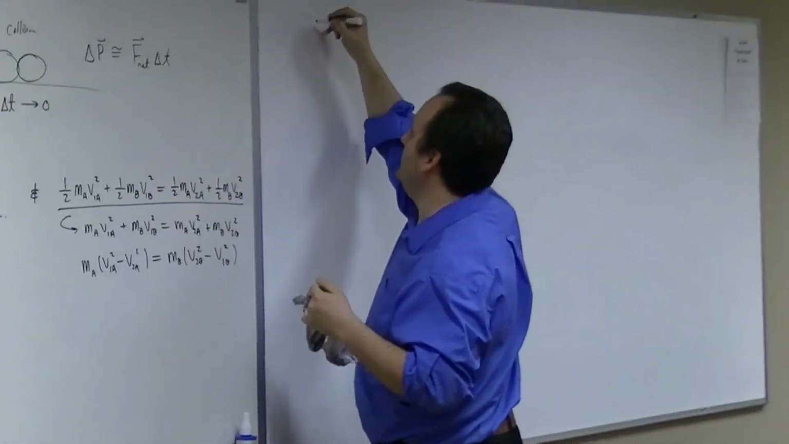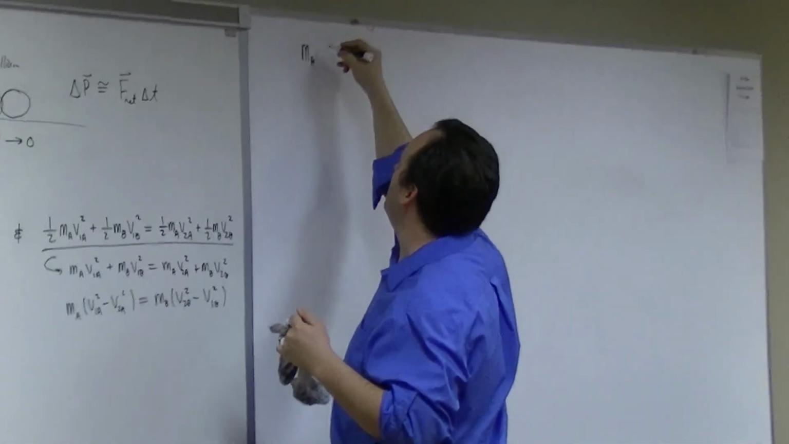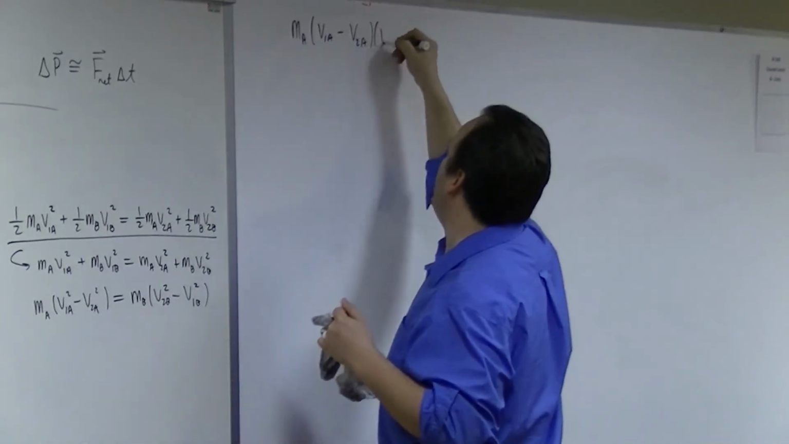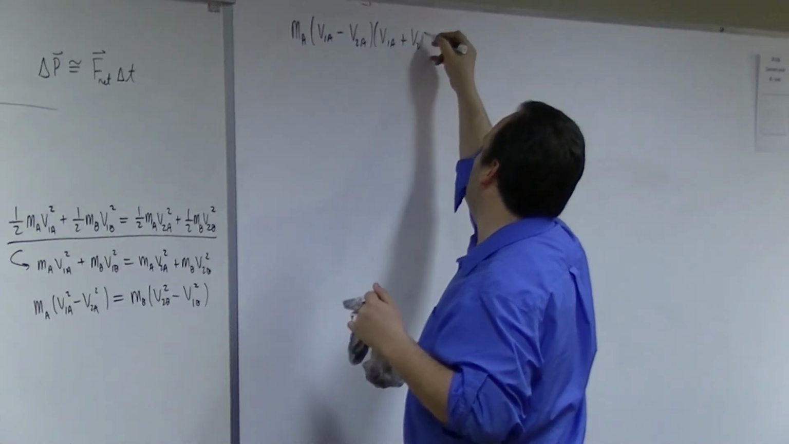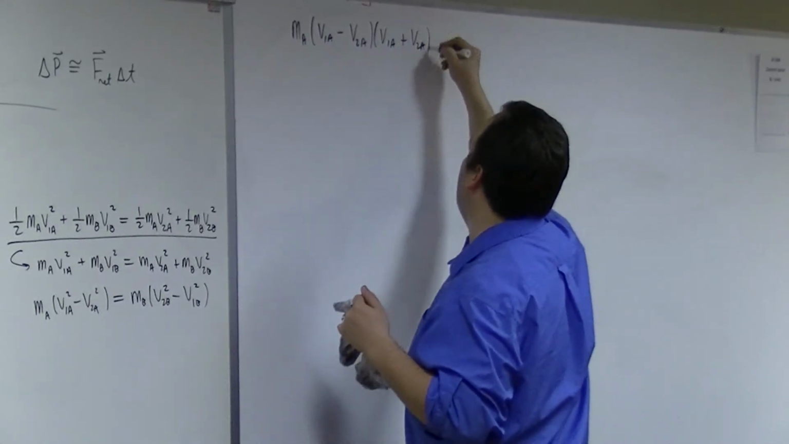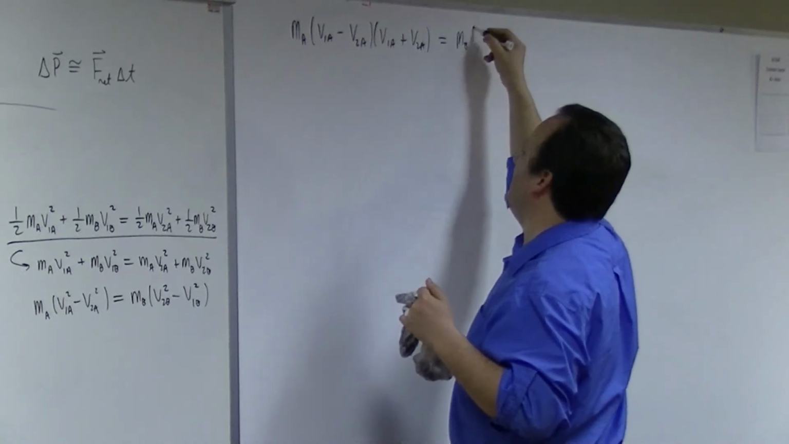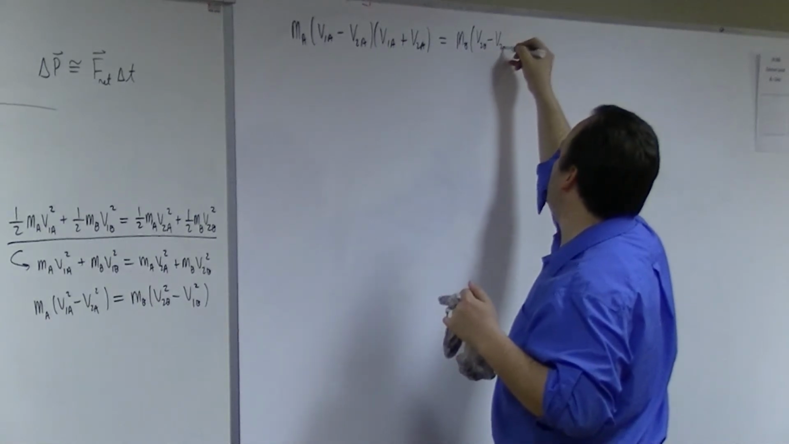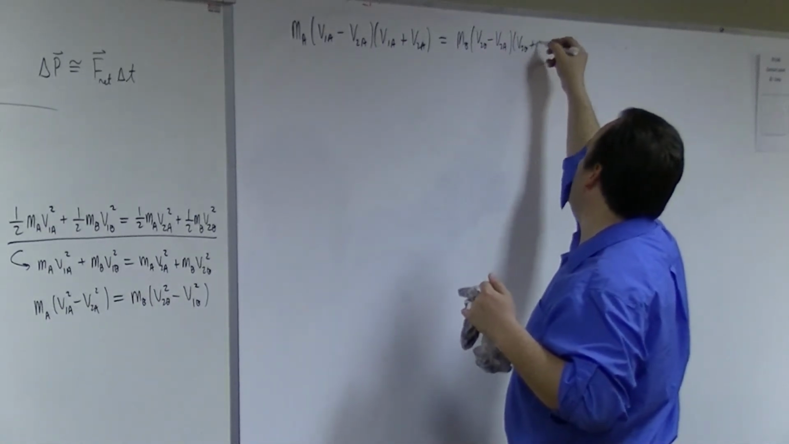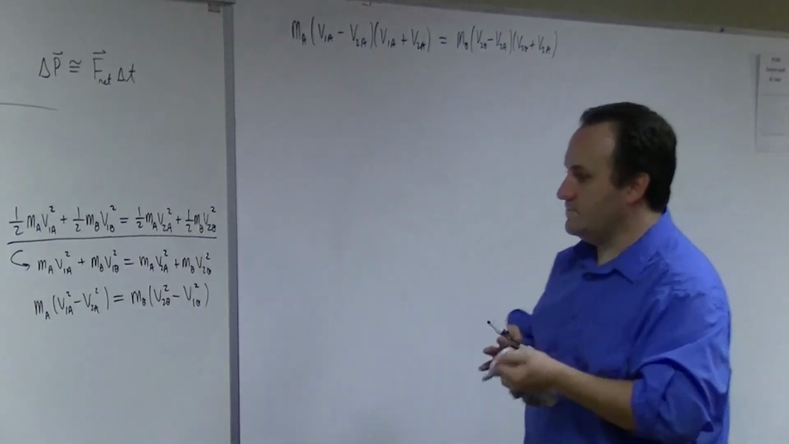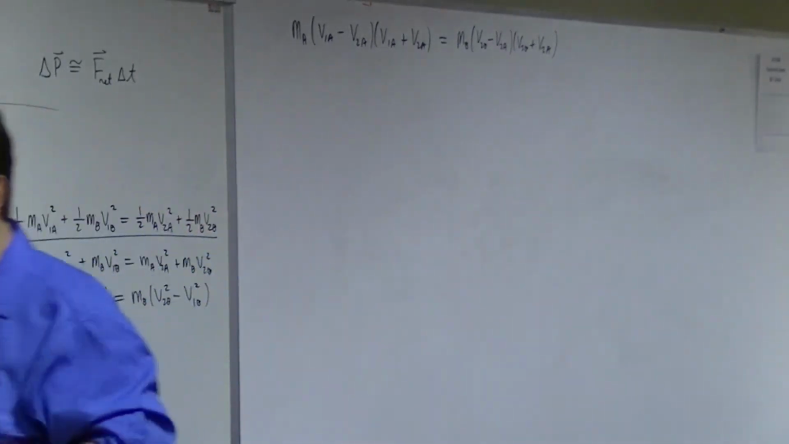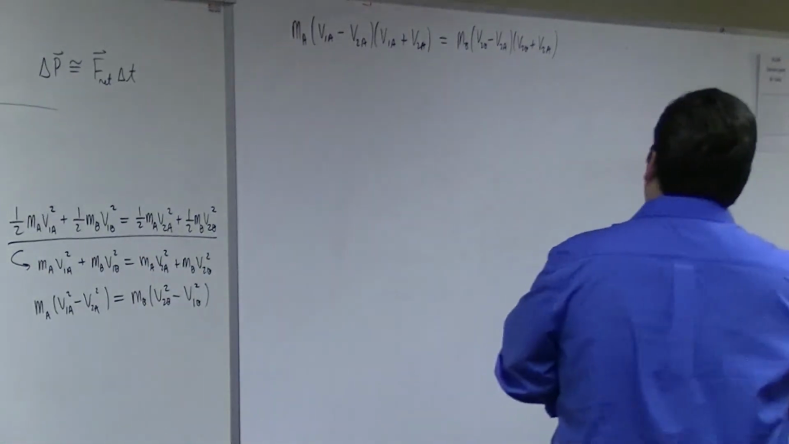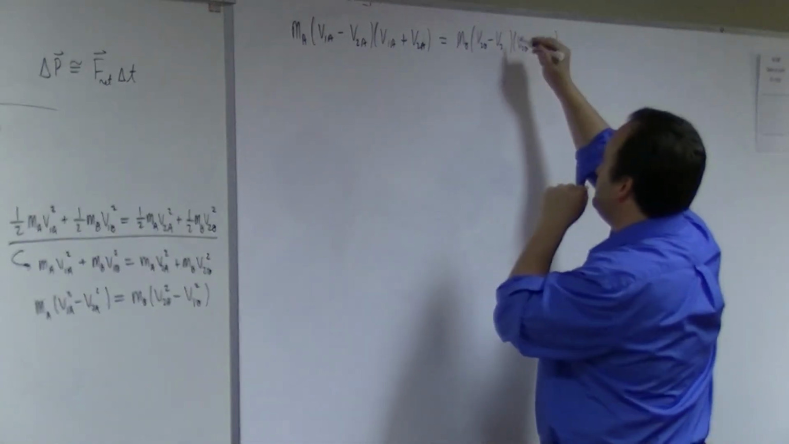That would give me ma times (v1a minus v2a) times (v1a plus v2a) is equal to mb times (v2b minus v1b) times (v2b plus v1b). Would not be v's on that, right? It is possible I have made a mistake.